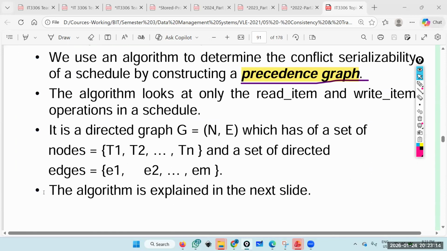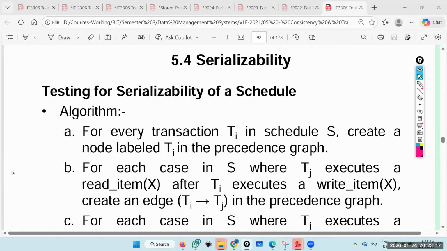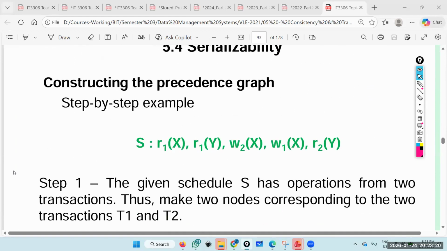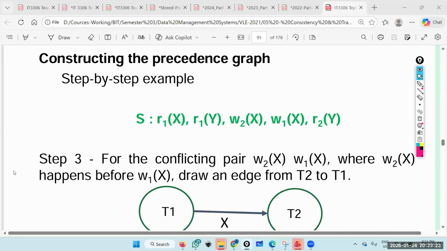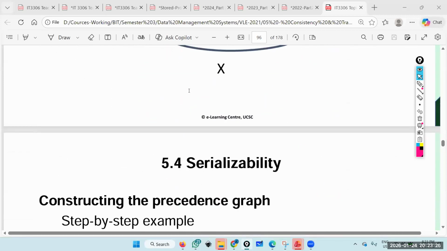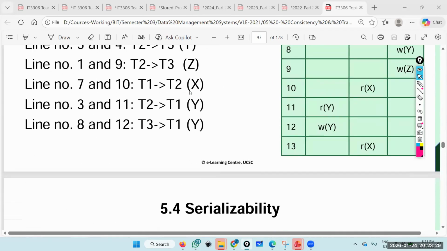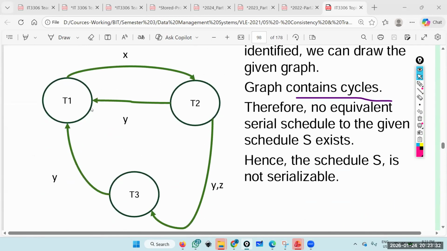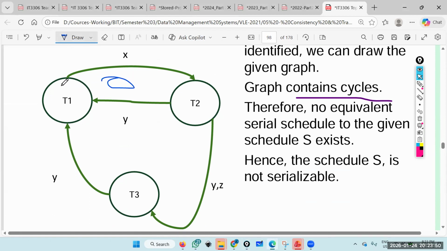Right. So use a precedence graph to check whether there are cycles. Draw the precedence graph. Now this one has cycles. You can see this one, no cycles, right? There's a cycle: T1 to T2, T2 to T1. And you can also see another cycle: T1 to T2, T2 to T3, T3 to T1. This is again another cycle. So therefore, this is not conflict serializable. It contains a cycle.